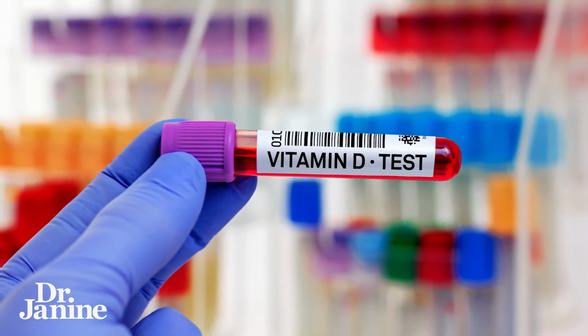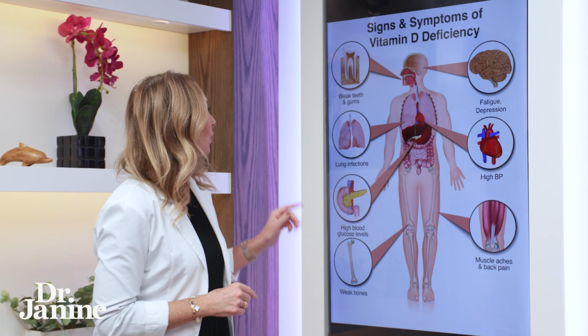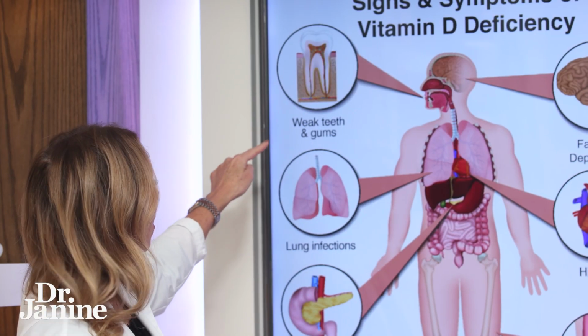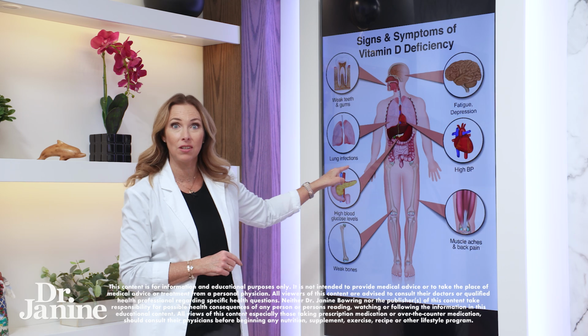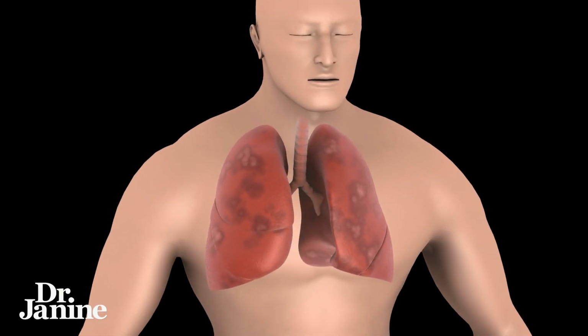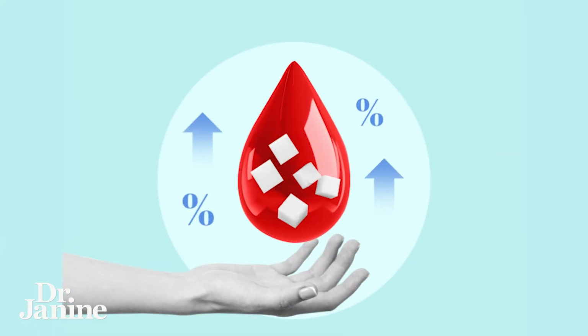Common vitamin D deficiency symptoms, and more importantly, what to do about it. Okay, let's take a look at this chart. We can see that vitamin D is related to the health of our teeth and our gums, as well as lung infections. If you are vitamin D deficient, this puts you at risk for chronic lung issues, as well as high blood glucose levels. Yes, we need that vitamin D to help to stabilize our blood sugar.